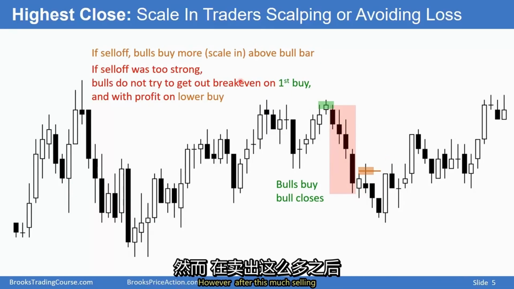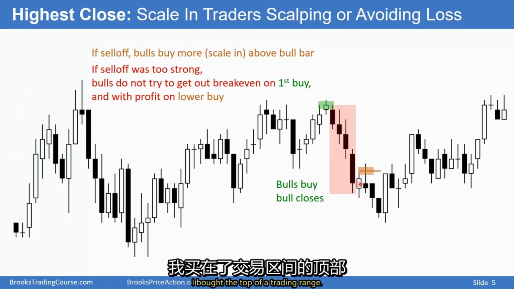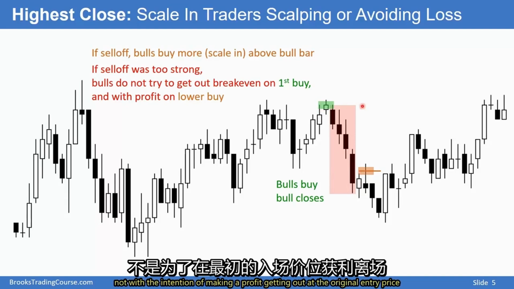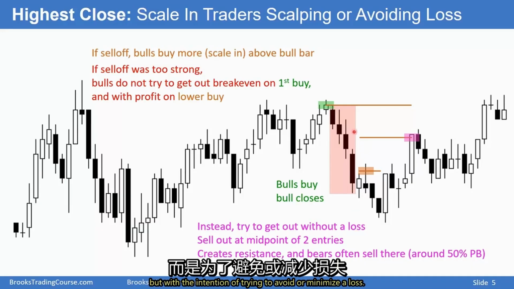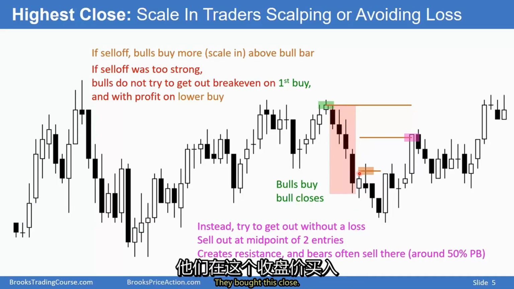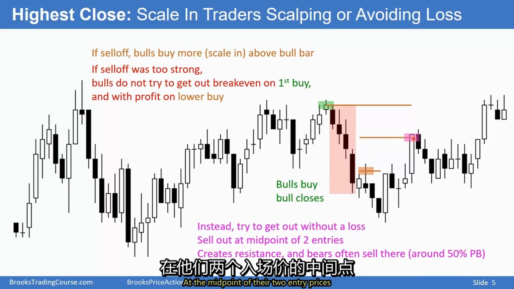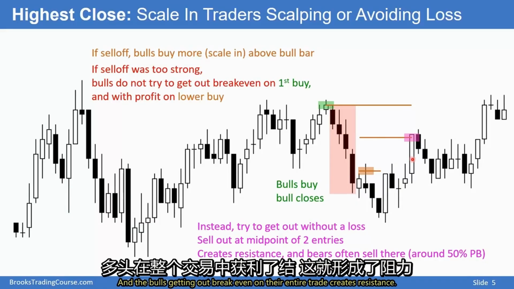However, after this much selling, the bulls look to the left and say, oh, this is a trading range, and I bought the top of a trading range, I made a mistake. I'll buy more here, not with the intention of making a profit, but with the intention of trying to avoid or minimize a loss. They bought this close, they bought more above a bull bar here, and they're hoping to get out break even at the midpoint of their two entry prices. It has to get a little bit above that price, which it did here. And the bulls getting out break even on their entire trade creates resistance.